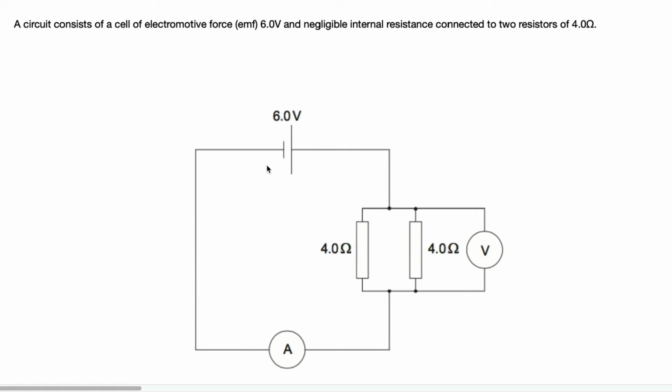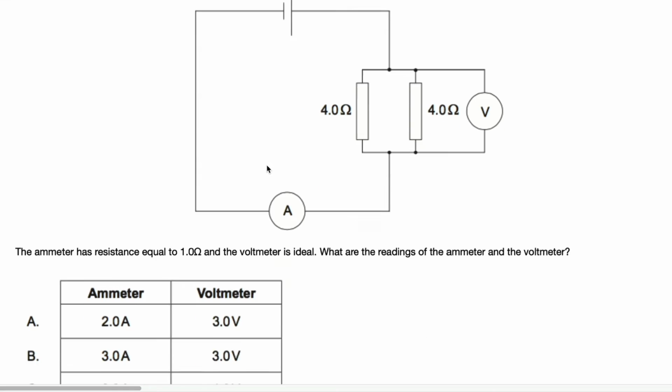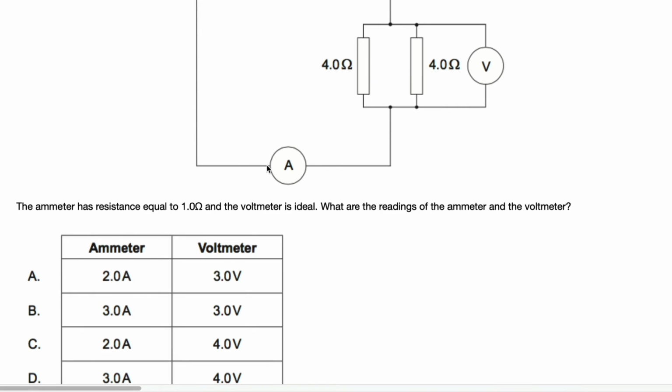A circuit consists of a cell of electromotive force 0.6 volt and negligible internal resistance connected to two resistors of 4.0 ohm. The ammeter has resistance equal to 1 ohm, and the voltmeter is ideal. What are the readings of the ammeter and the voltmeter?